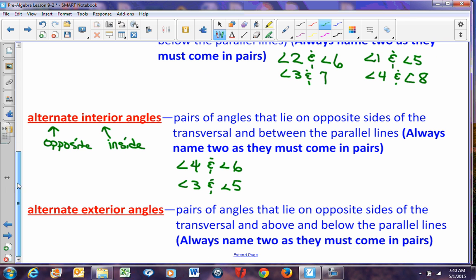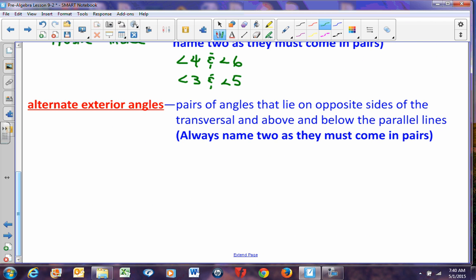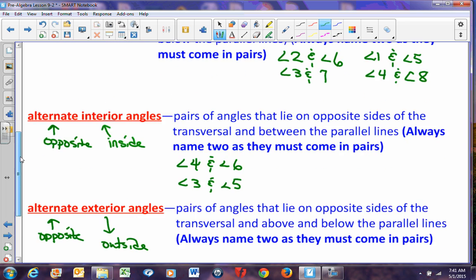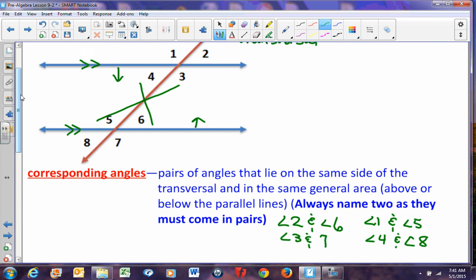Last but not least, we have what we call alternate exterior angles, which is very similar to alternate interior angles. Alternate still means opposite. Doesn't change from one definition to the next. Exterior means outside. So now we have pairs of angles that lie on opposite sides of the transversal, but above and below the parallel lines because they're not between them anymore. They're now on the outside of them.